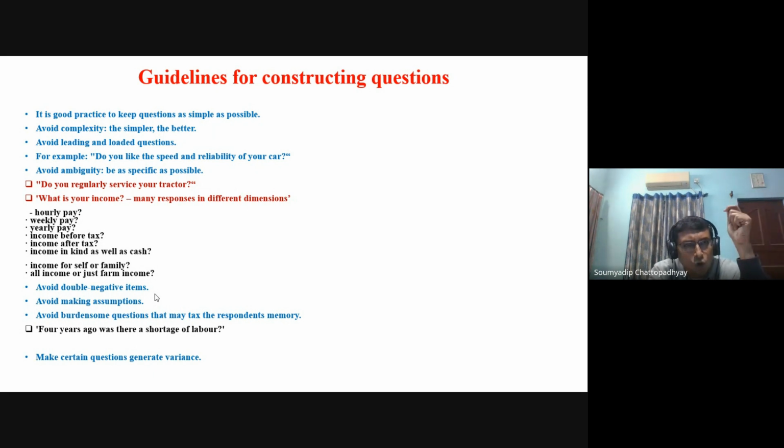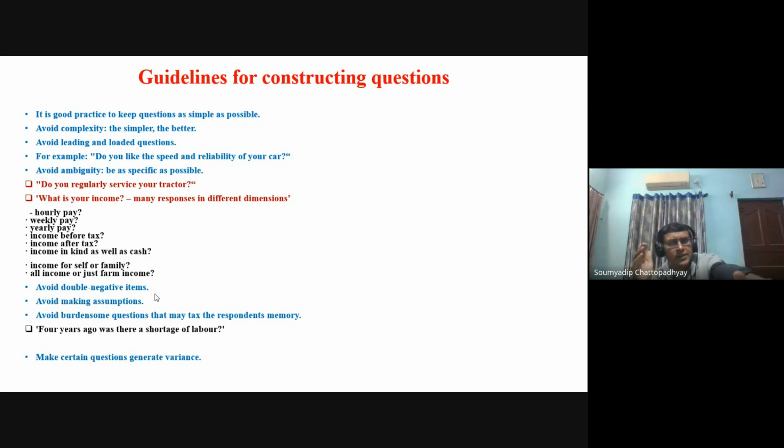First, it is always good practice to keep the questions as simple as possible. We should avoid complexity. It is the general basic rule that the simpler the questions, the better the responses, and the easier it is for the interviewer to analyze them later on. It is also always advisable to avoid any leading questions, any leading responses.